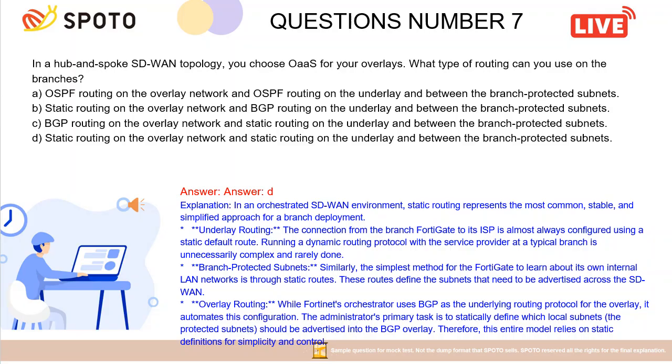Overlay routing: while Fortinet's orchestrator uses BGP as the underlying routing protocol for the overlay, it automates this configuration. The administrator's primary task is to statically define which local subnets, the protected subnets, should be advertised into the BGP overlay. Therefore, this entire model relies on static definitions for simplicity and control.